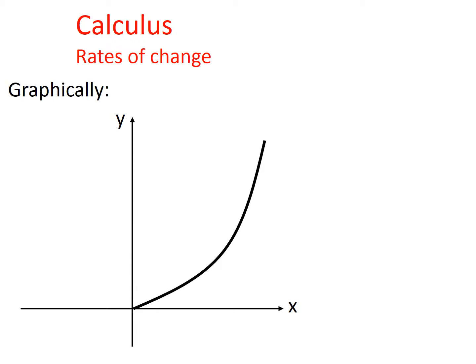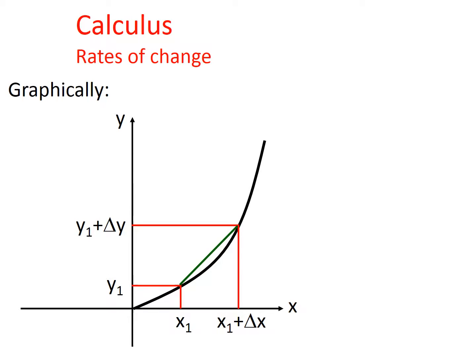And we want to know the gradient at some point along that graph. If we did the same thing, we would not be measuring the gradient at this point. We'd be measuring the average gradient over some distance there. So what we want to do is make this interval really, really small. If we make it really small, then we're able to get close to that point there, right?